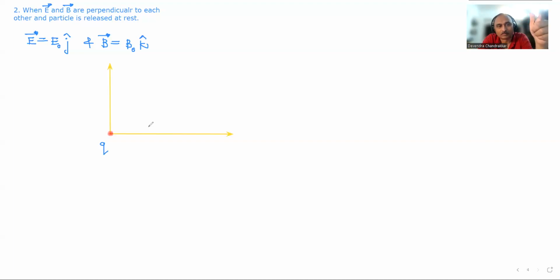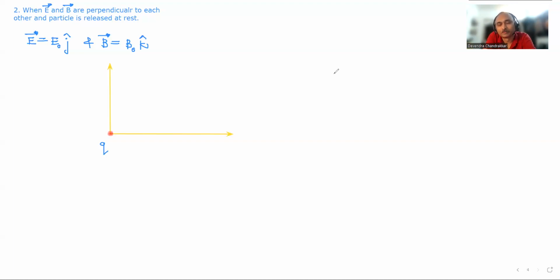So where was the velocity? It was along the y-axis. Now that velocity is perpendicular to the magnetic field. So J cap cross K cap. The force exerted is in which direction? X-axis. Yes or no, the magnetic force? Just try to process what I am saying. The force from the electric field is only along the direction of that field.